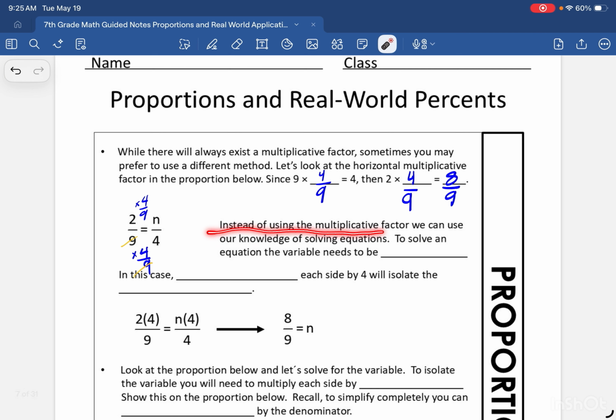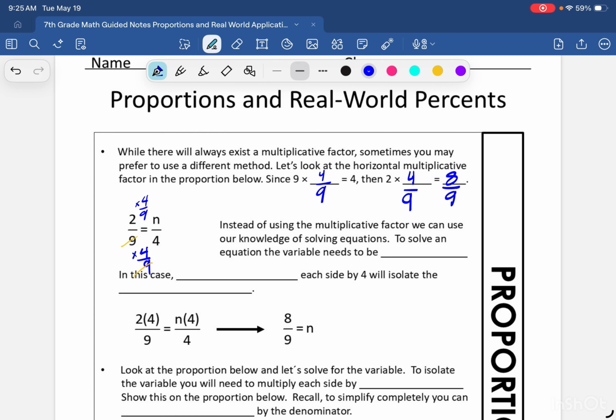Instead of using the multiplicative factor, we can use our knowledge of solving equations. I can do it this way, but I can also look at it as solving equations. To solve an equation, the variable needs to be isolated. That means it needs to be alone on one side of the equal sign. In this case, multiplying each side by 4 will isolate the variable.